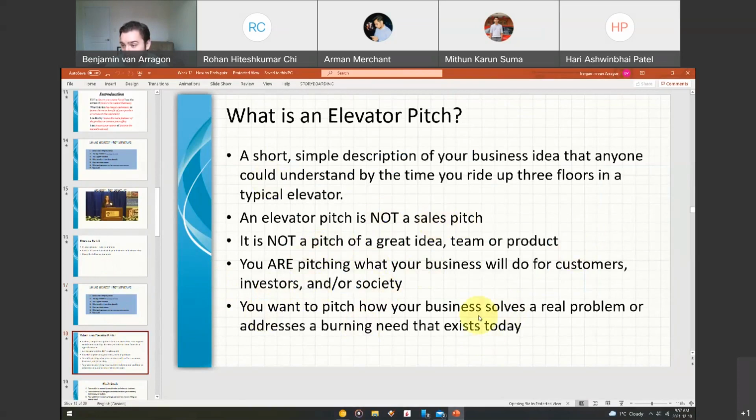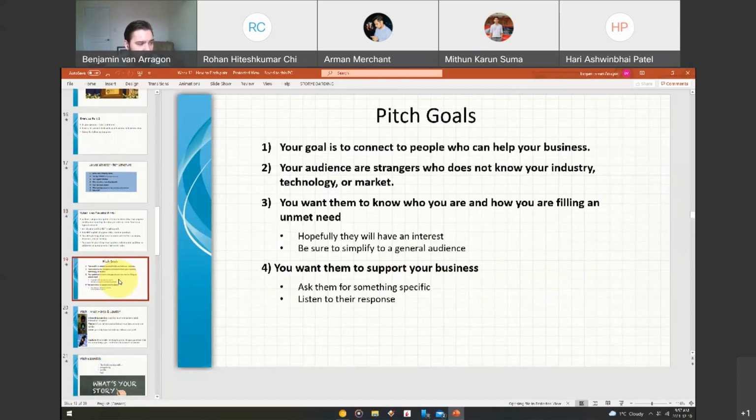It's, "Hey, I've got a really good idea. Check out my good idea." Your goal is to connect with the person you're talking to, and make people who don't know your industry now understand your industry. You want them to know who you are and how you're filling an unmet need, and you want them to support your business ultimately.